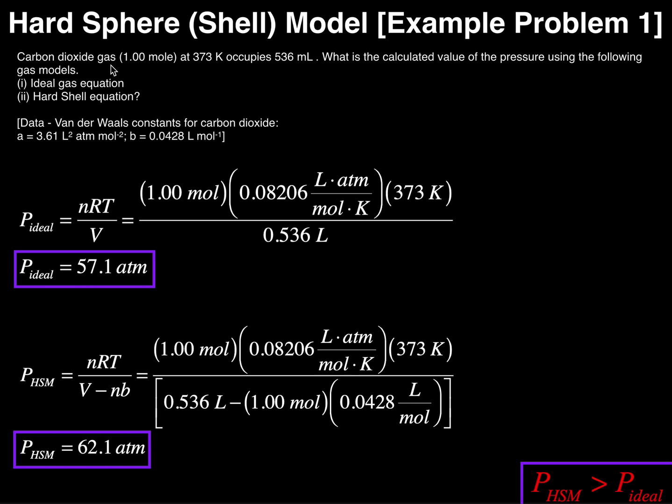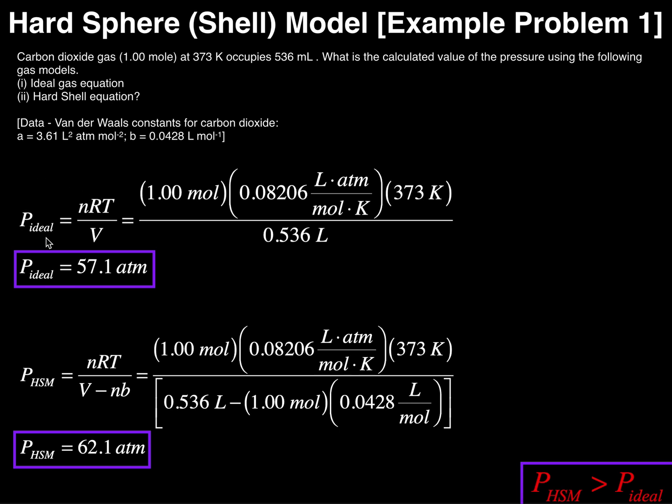Carbon dioxide gas, 1 mole of it, at 373 Kelvin occupies 536 milliliters. What is the calculated value of the pressure using the following gas models? We're first going to use the ideal gas equation, which again is something we should be able to use since general chemistry. And then we're going to do the same calculation but with the hard shell equation. And then we're going to compare the two results and draw some conclusions, really one major conclusion.